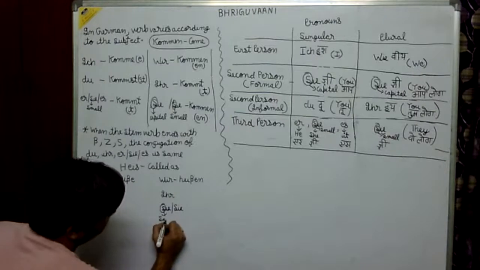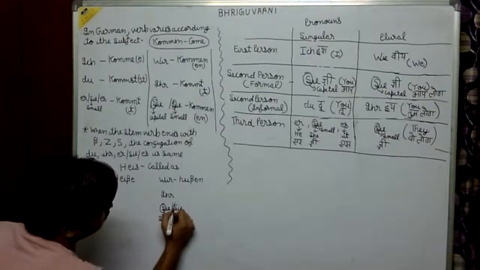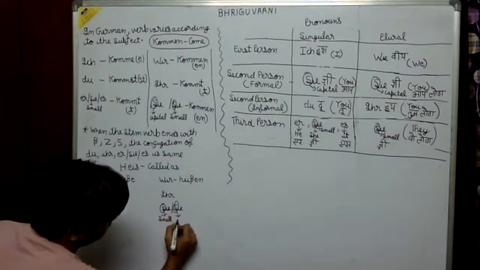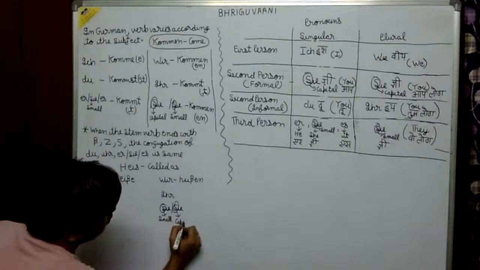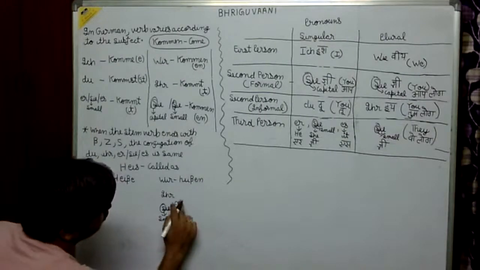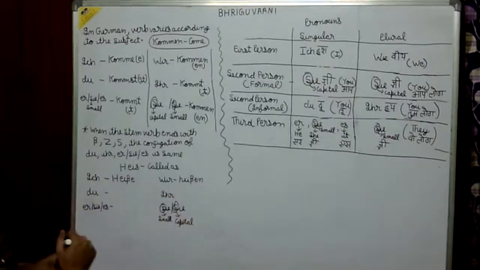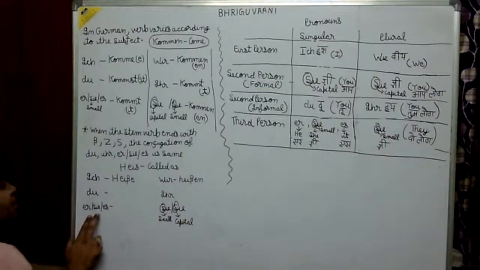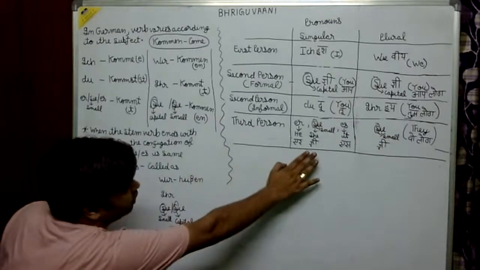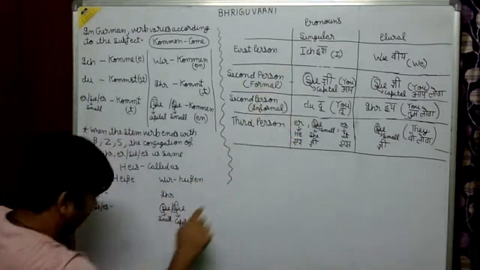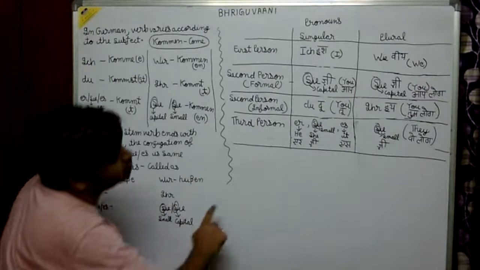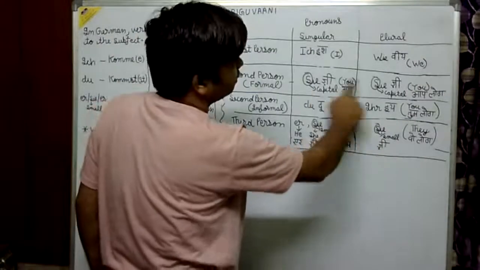Small, capital. Now you shall differentiate that this S is for this one, third person singular, and this Z is for this, Z and this. Okay?